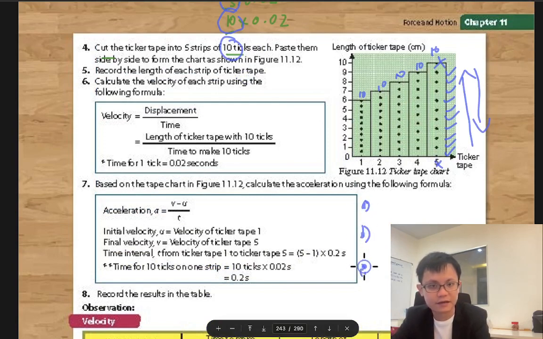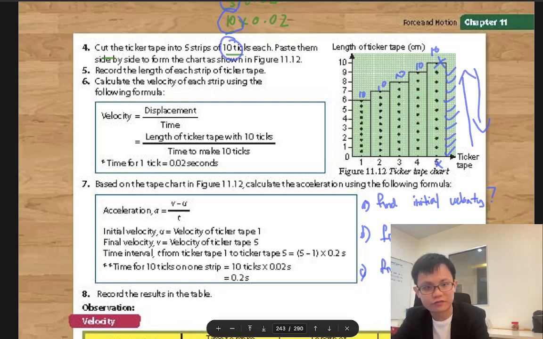A, B, C. The first question is find initial velocity. The second question is find final velocity. And the third question is find acceleration. So I want you to pause this video and try to do these 3 questions for me.